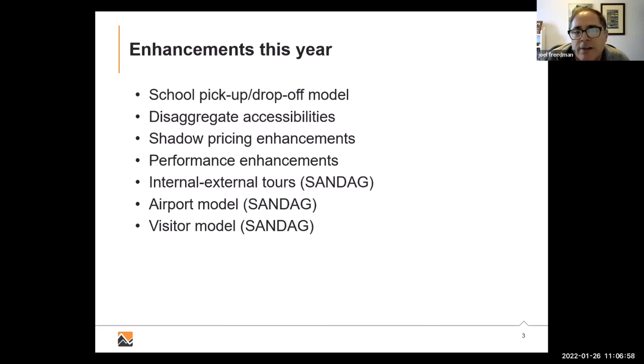Disaggregate accessibilities, which are more informed, more accurate accessibilities than what's currently handled in ActivitySim or CT-RAMP. Some enhancements to the shadow pricing algorithm to ensure it converges more quickly and more efficiently and better represents input data. Joe talked through the performance enhancements, and there's a number of model components that are being developed as part of the SANDAG model development that we're hoping will eventually make their way into the ActivitySim framework as well.